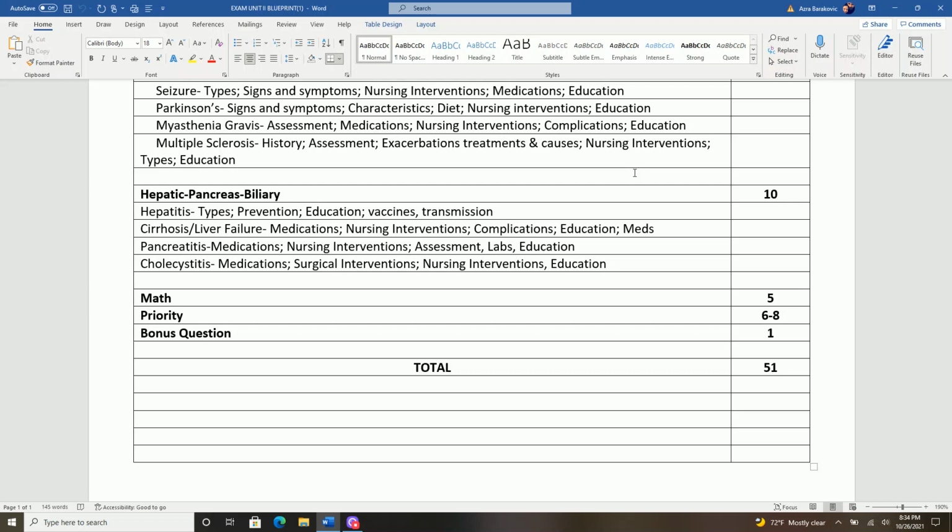And of course, the biggest cause of pancreatitis is going to be excess alcohol consumption. So educating the patient to decrease their alcohol intake or stop it completely is best, within reason.